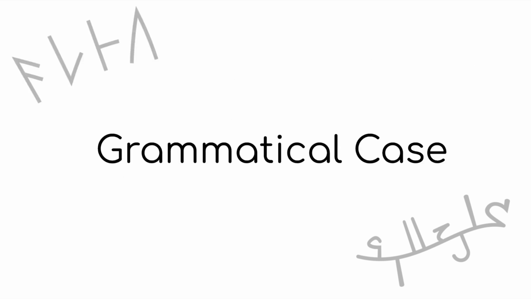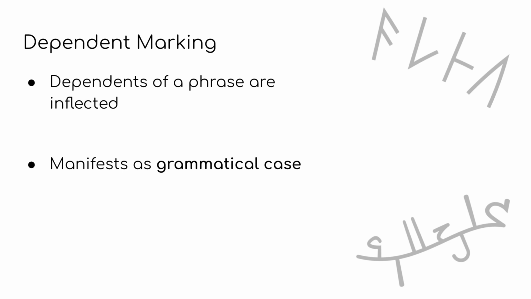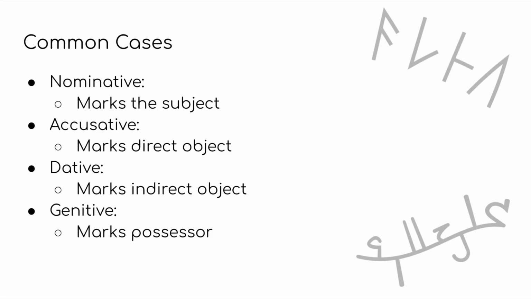Next, there's grammatical case. We talked briefly about this last episode as how dependent marking surfaces, marking the dependent noun to signify any large number of things. Although I didn't talk about them explicitly in the last episode, I did have little notes explaining the uses of some of the cases. Going back over those, we had nominative, which serves to mark the subject, accusative, which marks the direct object, dative, which marks the indirect object, and genitive, which marks the possessor.